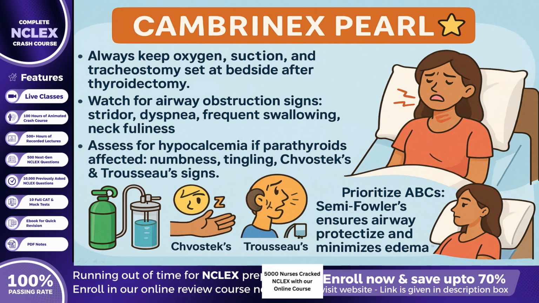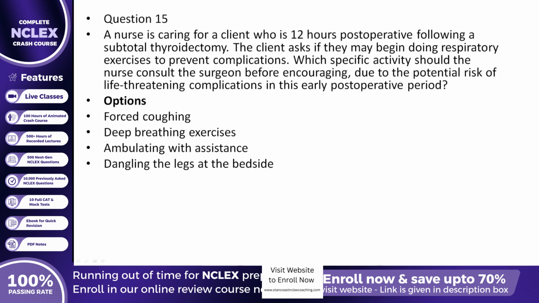Let us move into this crucial post-operative scenario together. A client has just undergone a subtotal thyroidectomy for treatment of hyperthyroidism, and the nurse is planning immediate interventions to support safe recovery. The key question is, which pulmonary hygiene activity should the nurse consult the physician about before encouraging the client to perform? The options to consider are forced coughing, deep breathing, ambulating, or dangling the legs from the bed. The correct answer is option 1, forced coughing.